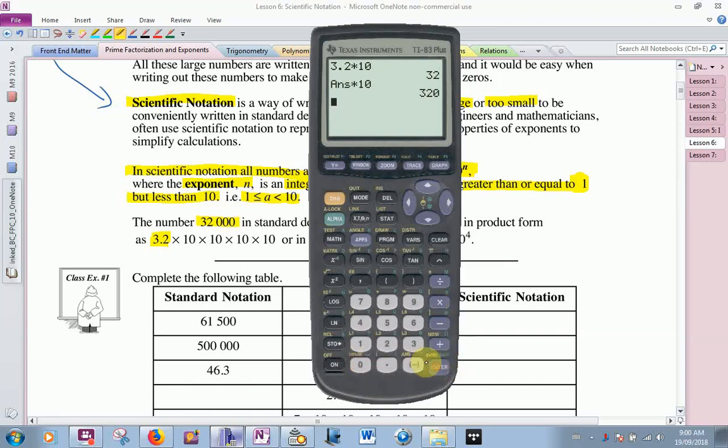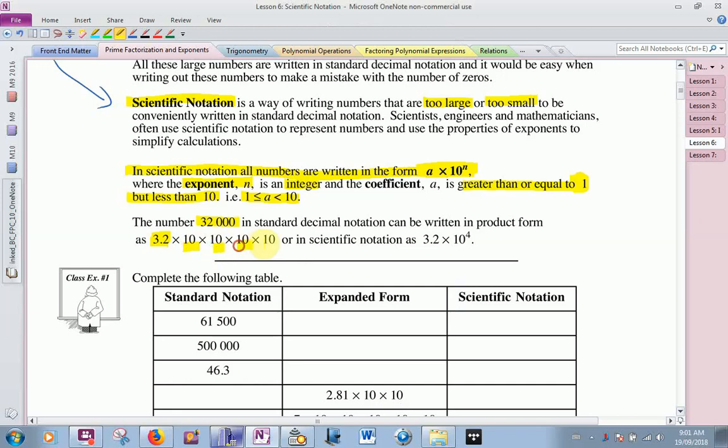Okay, I still don't have 32,000. I'm going to multiply by another 10. Now it moved the decimal once more to the right. I need another 10. 3,200. How many more do I need? Whoop. Oh, darn it. Let me start again. 3,200 times 10. Enter. There's 32,000. How many tens did I multiply by? 1, 2, 3, 4.